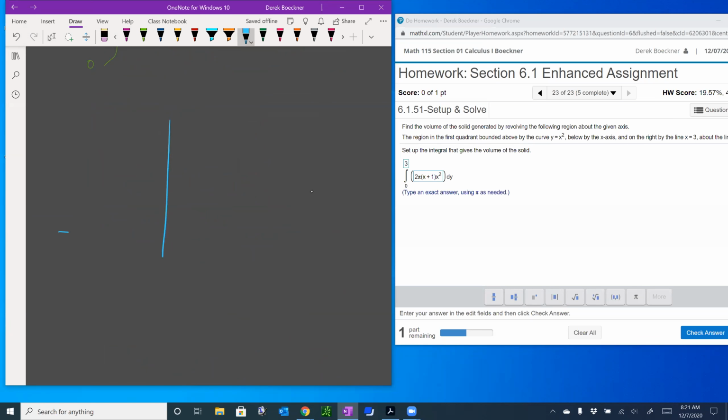Same setup though. Got x squared, x equals 3, x equals 0, x equals -1, x equals -2, back to x equals -5. That'll be the mirror image of this thing.